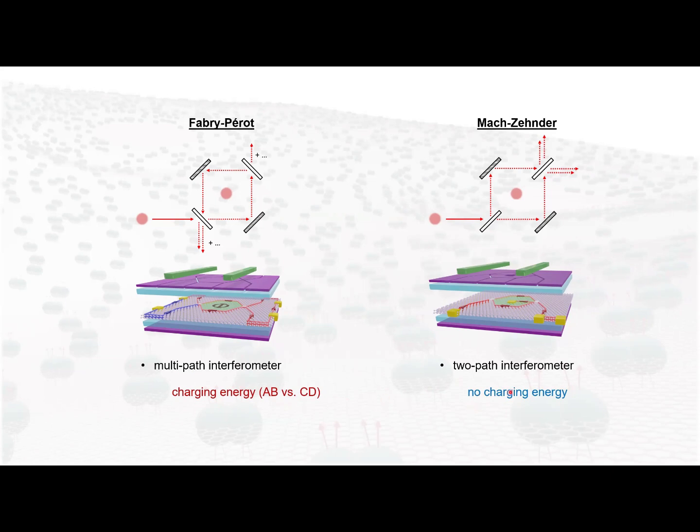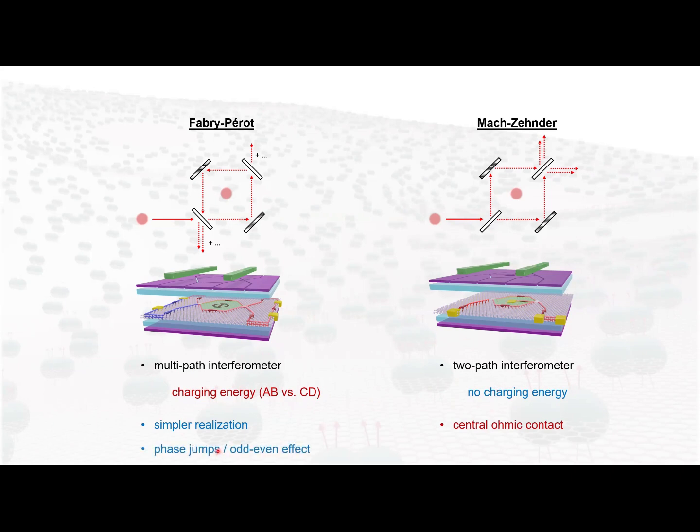So that's an advantage for Mach-Zehnder. What is the advantage for Fabry-Perot? One is it's simpler to realize. You don't have this center ohmic contact. In Mach-Zehnder, you have this central ohmic contact, which makes it a bit more difficult.